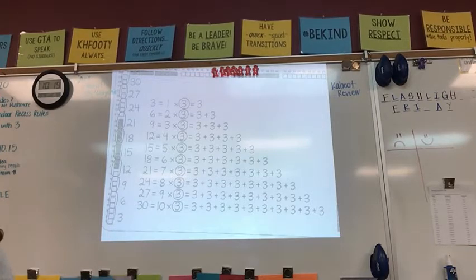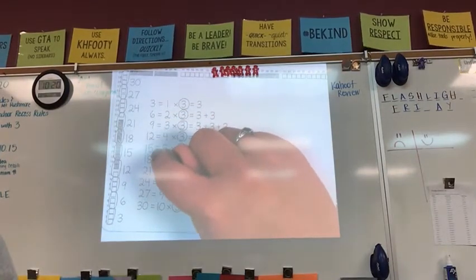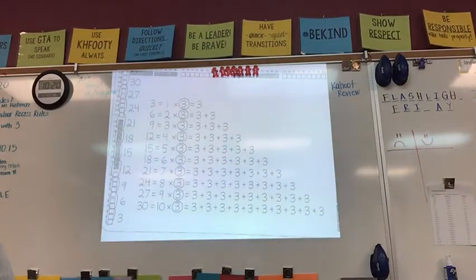Check your jingling, please. 3, 6, 9, 12, 15, 21. So what do you notice about a pattern in those, Braylon? They go up and down by threes. So we're still counting by our count bys, which is threes, yes.